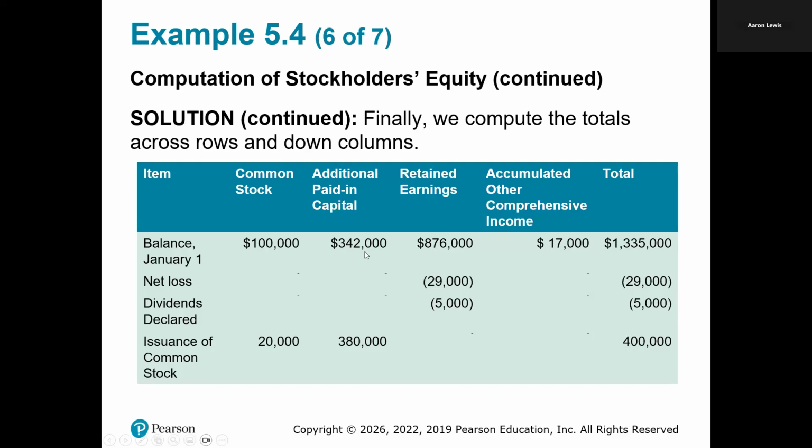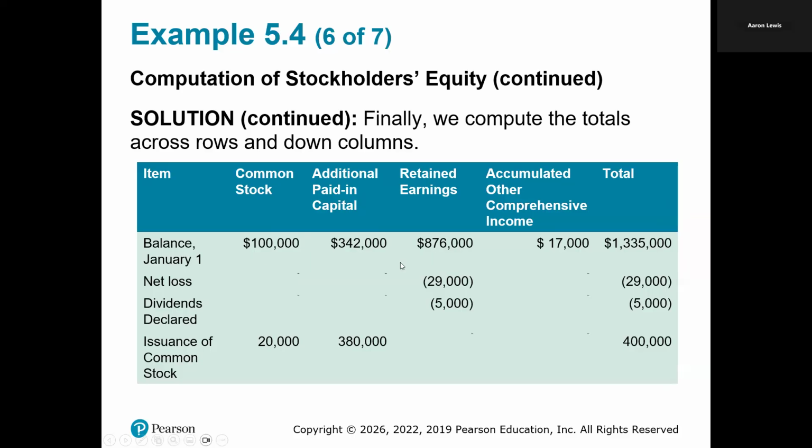Well, starting over here, we started with those numbers that we had a minute ago. We had $100,000 of common stock on our books. That was the par value of shares issued. We had $340,000 of additional paid-in capital that people paid in above that par value. We were retaining $876,000 of earnings, and we had accumulated other comprehensive income of $17,000. So all in all, our equity was $1,335,000. That was the value of our business when the period started.